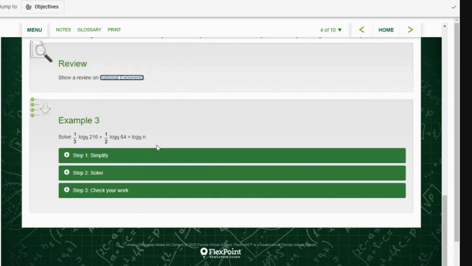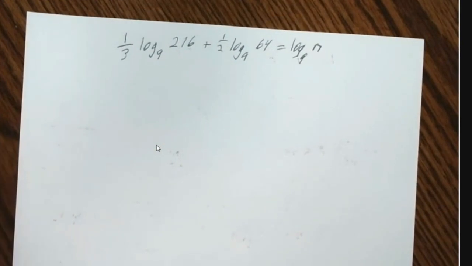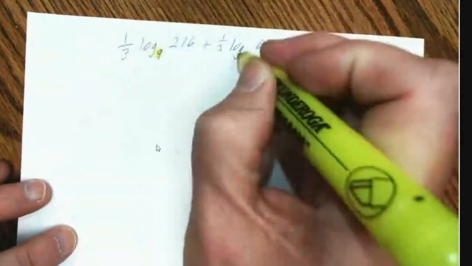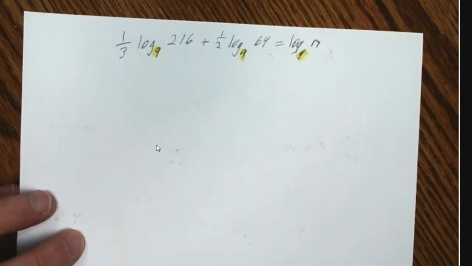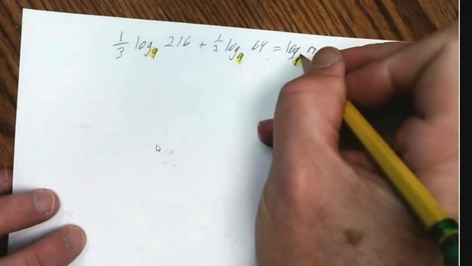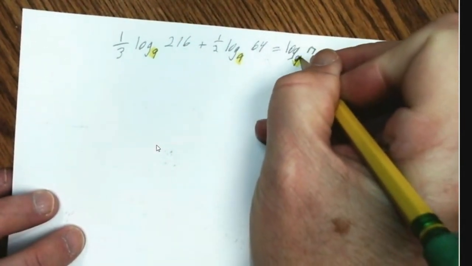Plus 1/2 log base 9 of 64 equals log base 9 of n. All right, so we're solving for n in this problem. So this is our base. We have base 9. Everything has base 9. Those are all 9s. That one's a funky looking 9, but there we go. All right.